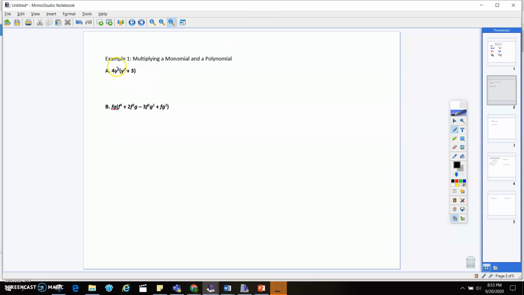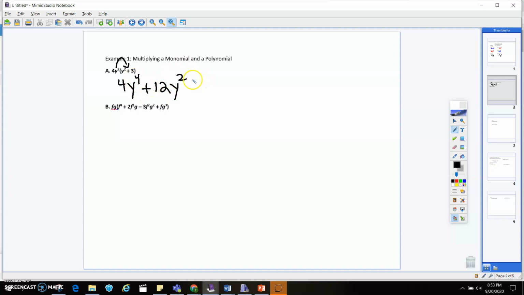So first thing we want to do is we're going to multiply 4y squared times y squared. So 4 times 1 is 4. And then y squared times y squared is going to give us y to the 4th power. Over here, we've got 4y squared times 3. So 4 times 3 is 12. And then we have that y squared that goes with it.